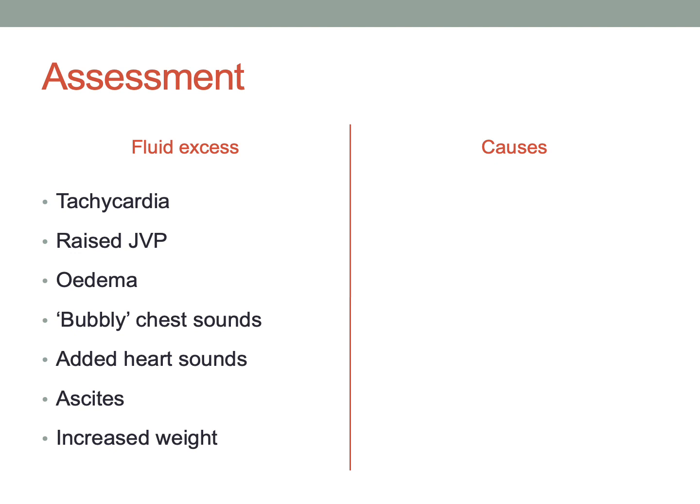Look for signs of edema. This can be lower limb edema, or it can be as extensive as up into the sacral area as well. When you push onto the skin, you get an indentation where the fluid has shifted outside of the interstitial fluids. You can get bubbly chest sounds from increased fluid within the lung tissues. You can also have added heart sounds from where the fluid is swooshing through the heart. Patients with liver failure can develop ascites, and this is a large abdomen full of fluid.